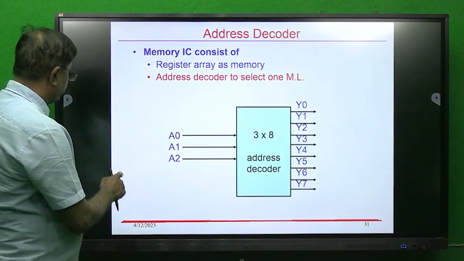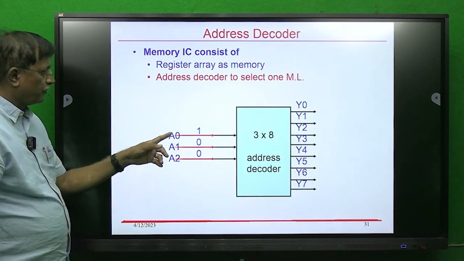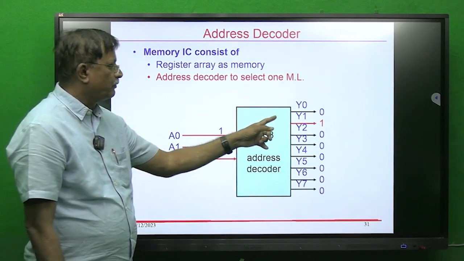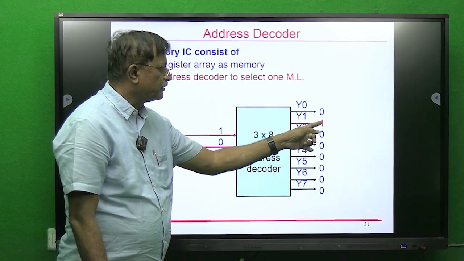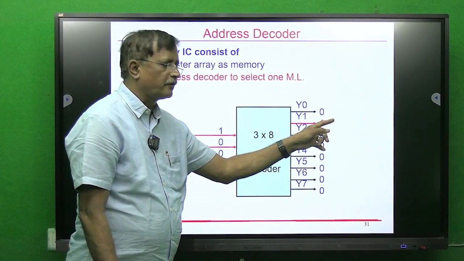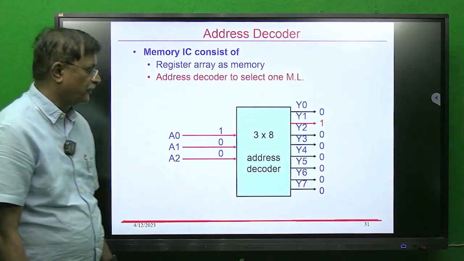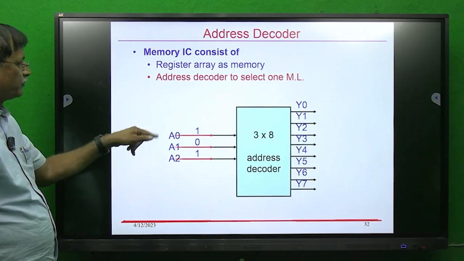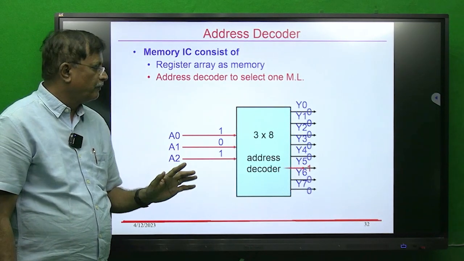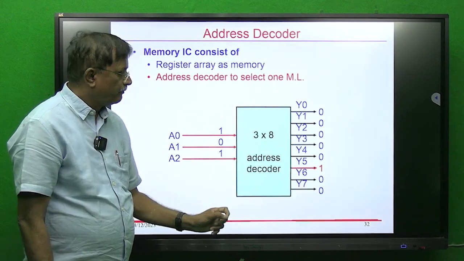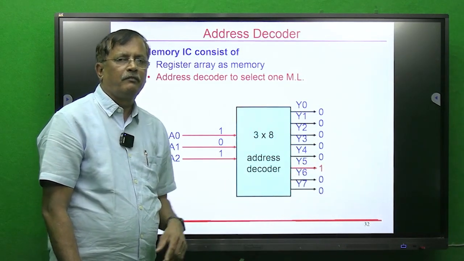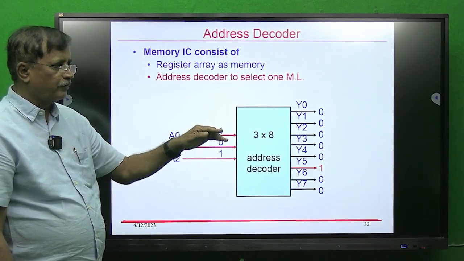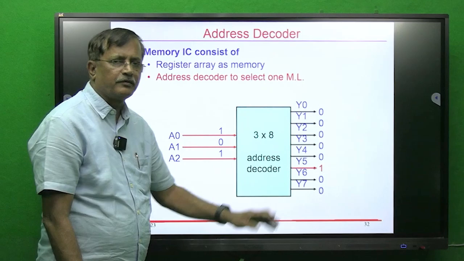In this way, suppose you give here 001. The 001 means 1. So this line will be active, and by using this line, the next location will be selected. The first location is not selected, the second location is selected. If you give address 101, 101 means 5. So Y5 will be active and it will select that 5th location, meaning 0, 1, 2, 3, 4, 5. The 5th location will be selected.